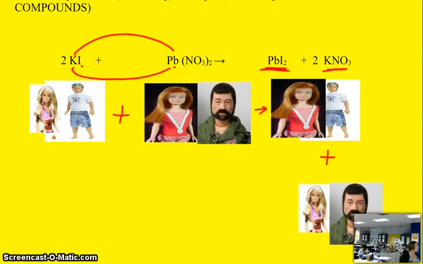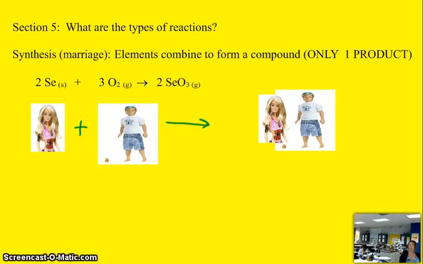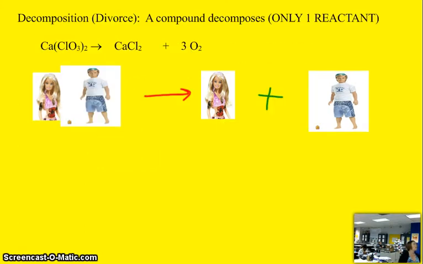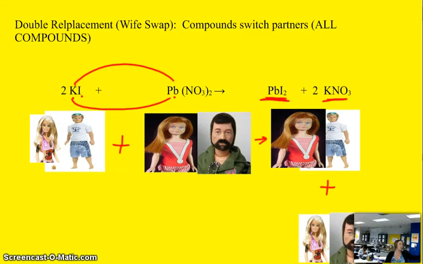So just to review, there's 4 different types of reactions. We have synthesis, where elements combine to make a compound. We have decomposition, where a compound breaks down into elements. We have single replacement, element plus compound makes compound plus element. And then we have double replacement, compound, compound, compound, compound, right? You just make new compounds because the things switch partners.